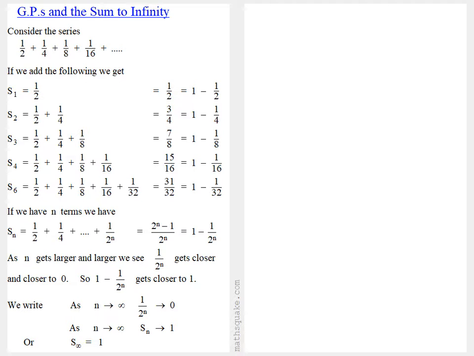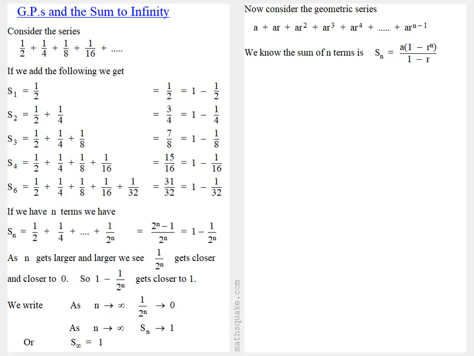If we sum all the terms all the way up forever, then we'll find the total comes to 1. Now let's consider the geometric sequence a plus ar plus ar squared plus ar cubed all the way up to ar to the n minus 1. We know the sum of n terms, Sn, is equal to a into 1 minus r to the n over 1 minus r.